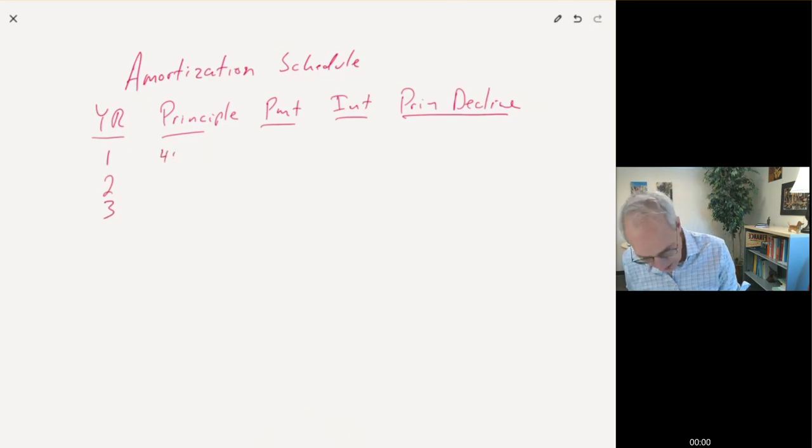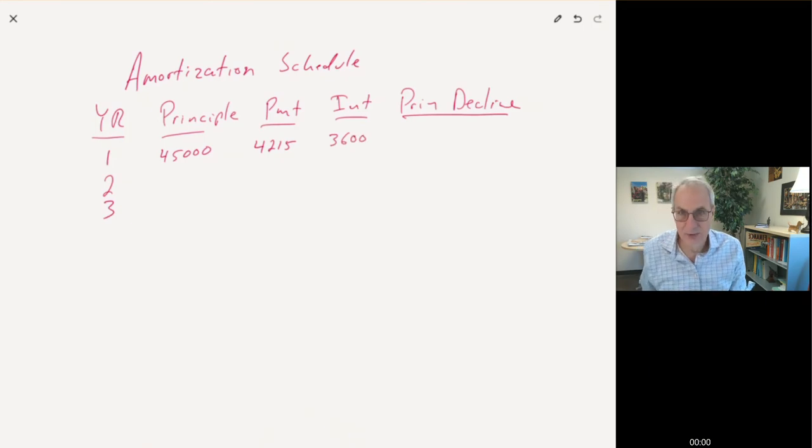So you're going to start off borrowing the $45,000. The payment we just calculated because I gave that to you. We will calculate it later at some point in time. The interest on the first year would be $3,600, 8% of $45,000. So then this last column is how much is the principal declining? How much do you owe?